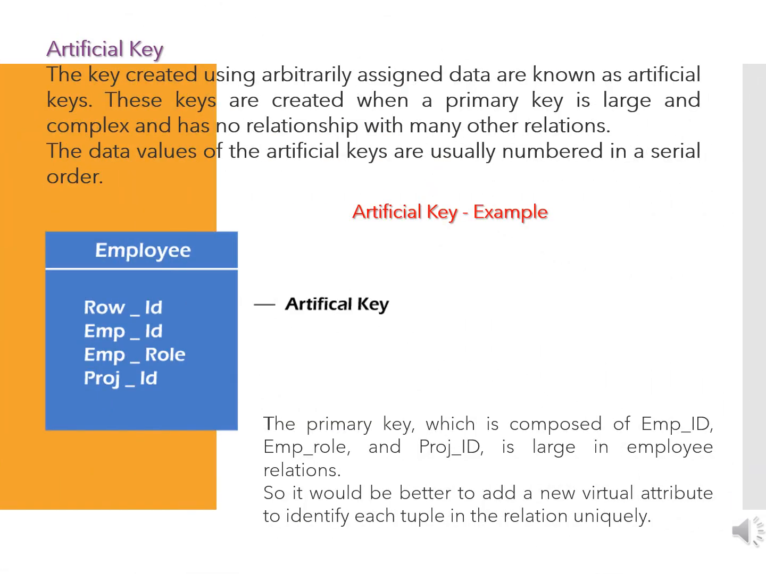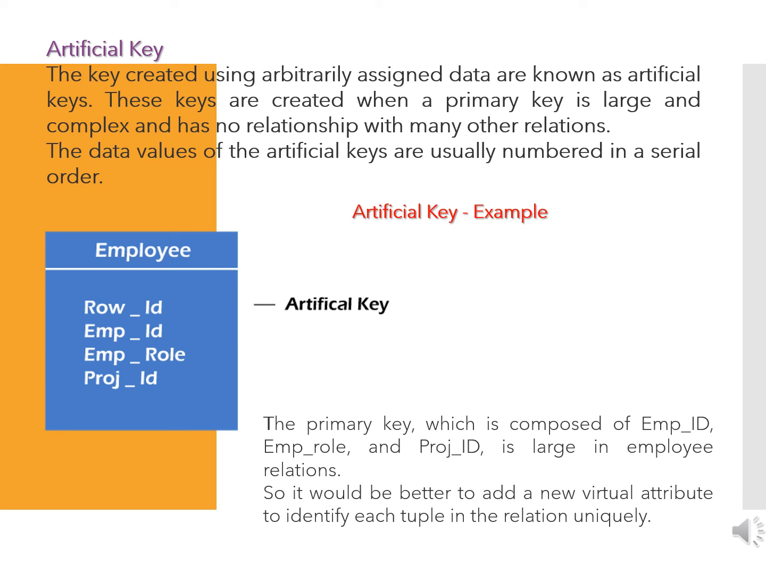The last key we are going to discuss is artificial key. The keys created using arbitrarily assigned data are known as artificial keys. These keys are created when a primary key is large and complex and has no relationship with many other relations. The data values of the artificial keys are usually numbered in a serial order. Now let's see the example below.